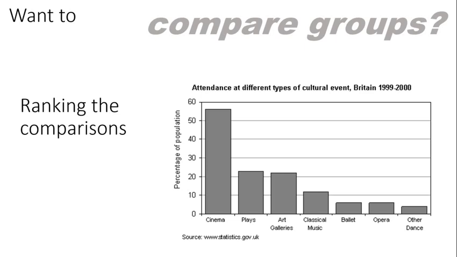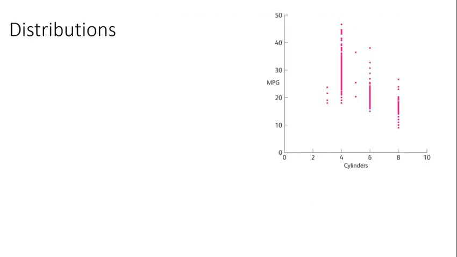So if you need to maintain some sort of geographic order for some reason, like with north, south, east, west, that's fine. But ranking them does make the information a little bit easier, removing one step by putting them in an order. So this is the percentage of the population that attends different cultural events. Still comparing groups.